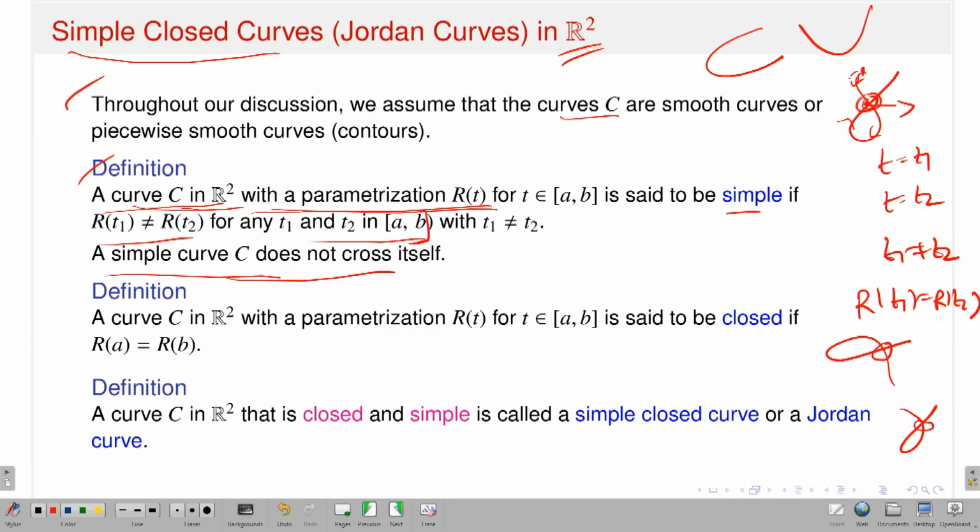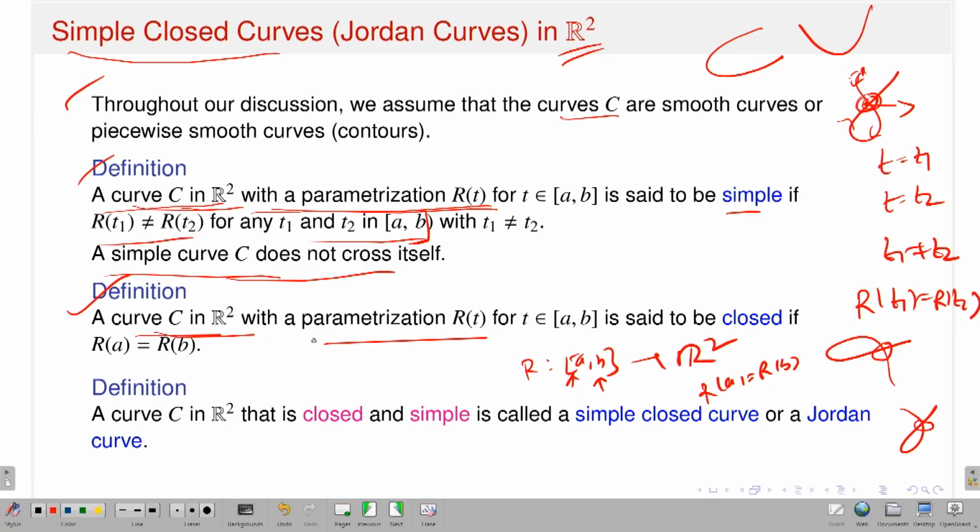So now I know the meaning of a simple curve and of a curve. Now what is a closed curve? Again, it is clear from the definitions. For a curve C in R2 with a parameterization capital R of t, a continuous function from the closed interval [a, b] to R2, because I want to talk about curves in two-dimensional Euclidean space, I say it is closed if the value of the parameterization at the left endpoint is exactly equal to the value at the right endpoint. That means R of a should be exactly equal to R of b. That is called a closed curve. That is exactly what I have written.